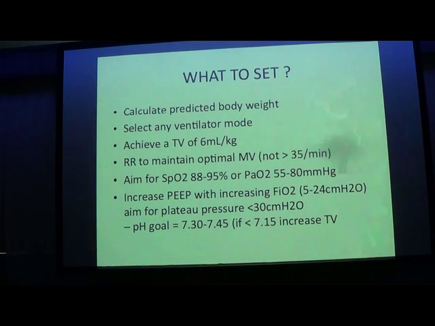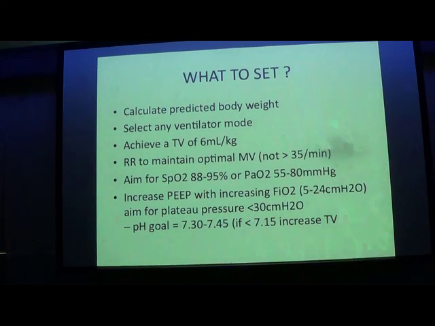90 is a very nice number, and PO2 of 55 to 80 millimeter mercury. Increase the PEEP with increasing FiO2, keeping the plateau pressure of less than 30 centimeter of water. The goal of pH is 7.3 to 7.45. This is our goal and what we set.